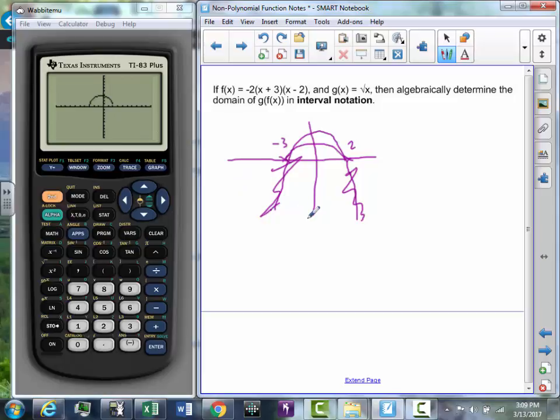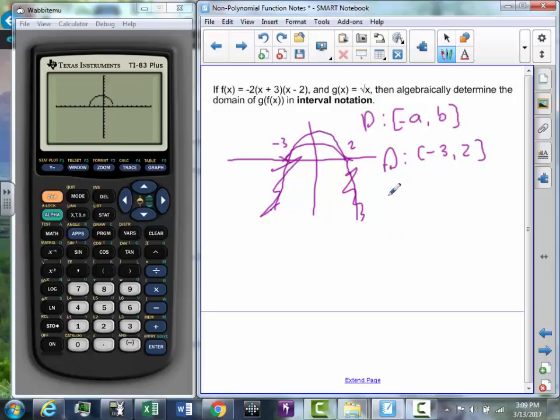Right. So for the final answer, this could have been a numeric response. They could have said, write it in the form negative A, comma B. Right? If I asked you to write the domain in the form negative A, comma B, the domain would have been from negative 3 up until 2. Does that make sense? Because those were where your intercepts were.